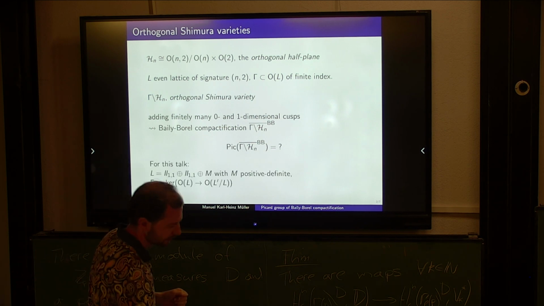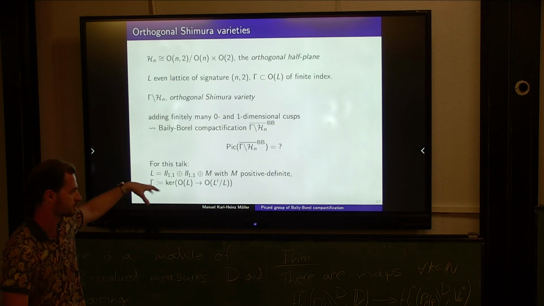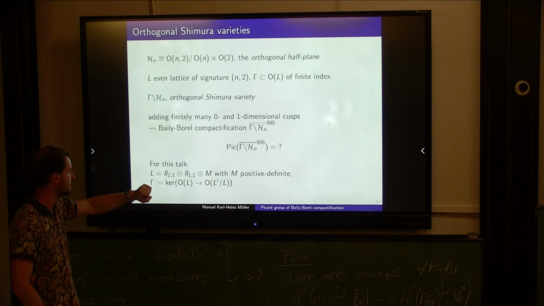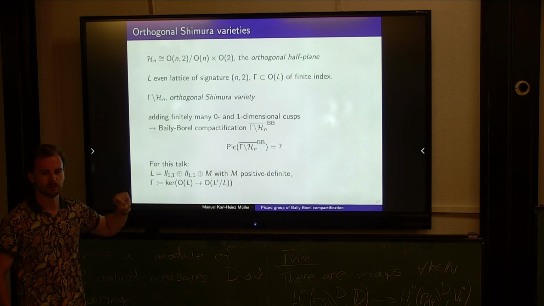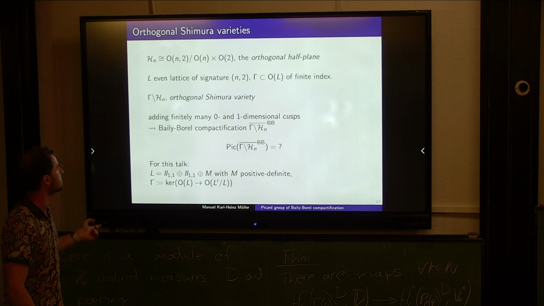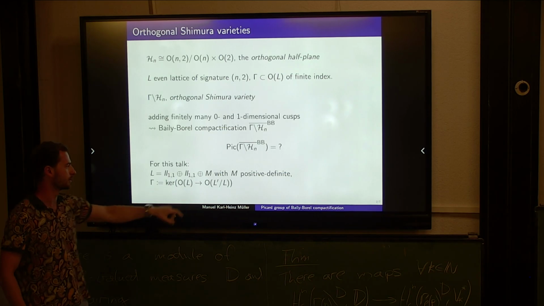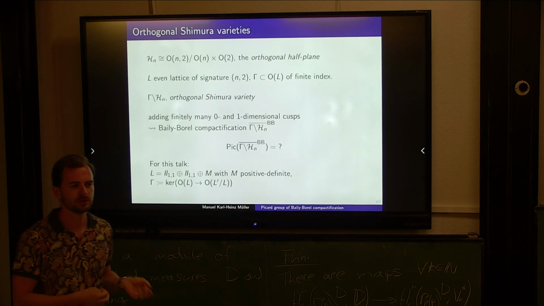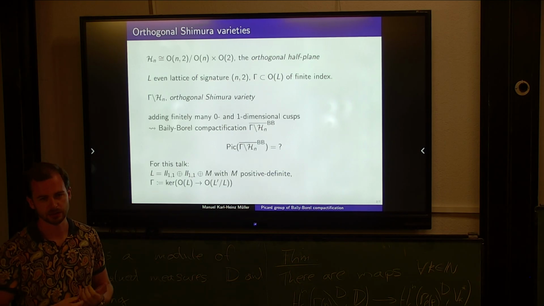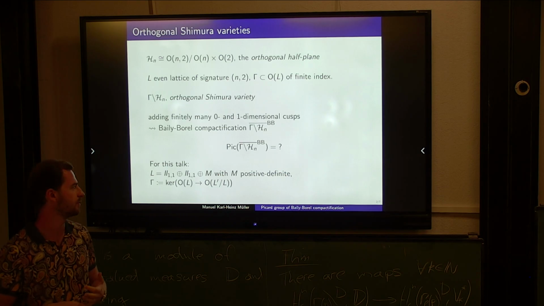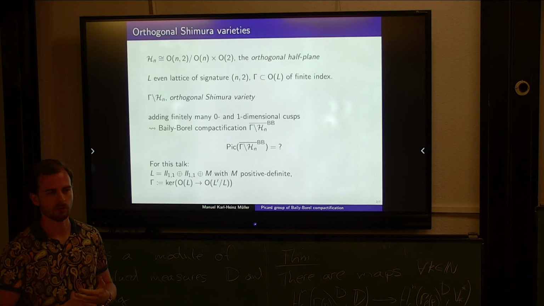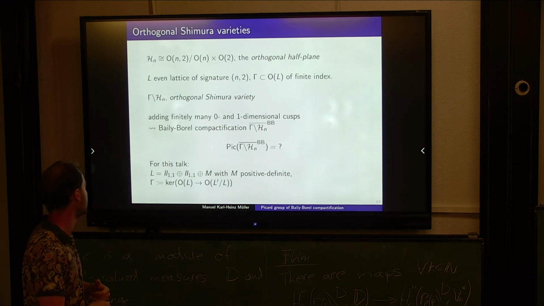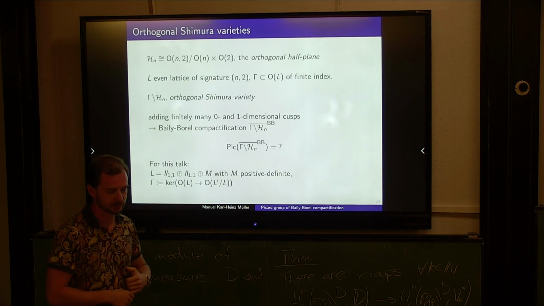For this talk, I will make a few assumptions to make things easier. I will always assume that L splits off two hyperbolic planes, so that what remains is positive definite. I will also assume that Γ is equal to the discriminant kernel. L' is the dual lattice of L, and this quotient L'/L is called the discriminant form. It's a finite abelian group together with a non-degenerate quadratic form, which I call the discriminant form, or finite quadratic module if you want. Γ is the kernel, the elements that act trivially on this.